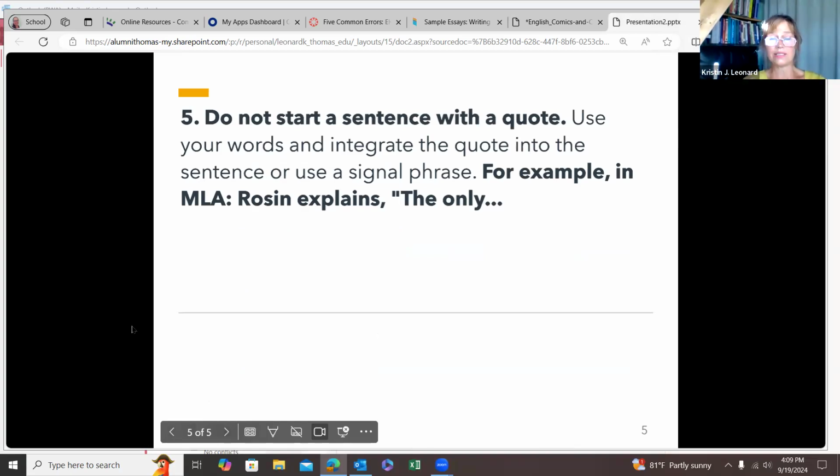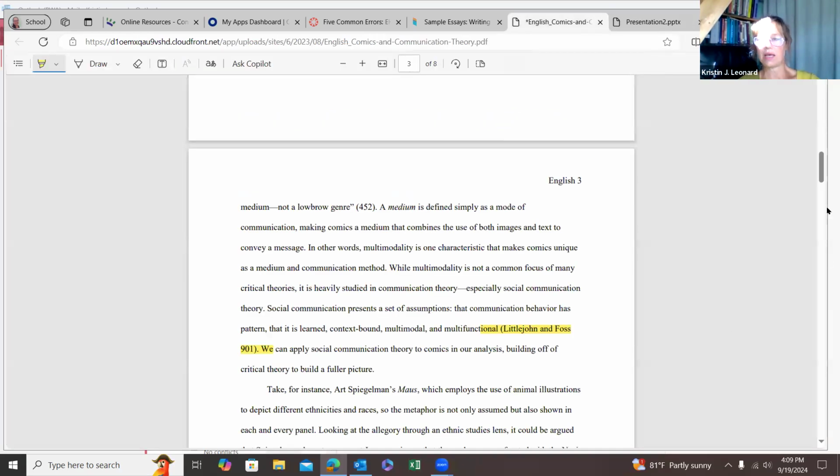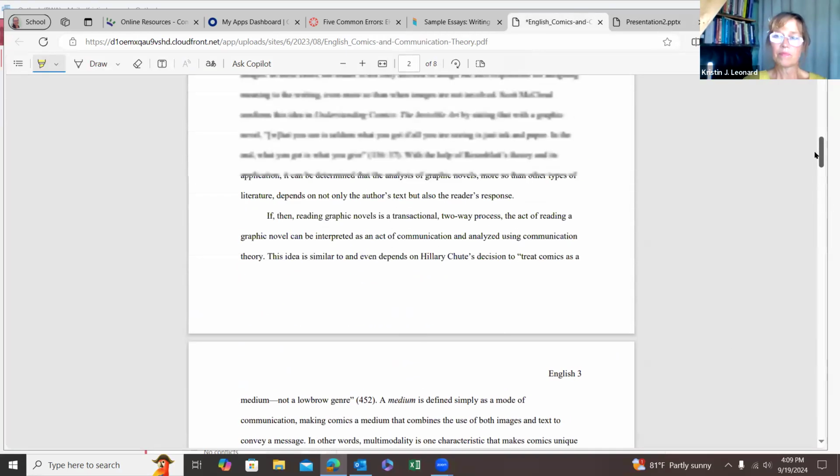Last but not least, avoid starting a sentence with a quote. This is so common. I call it the floating quotation. So you want to avoid just the random quote that comes out of nowhere. Even though it's an amazing quote, you need to open it with either your words or a signal phrase. And what am I referring to? If we look back here, we can see this example beautifully.